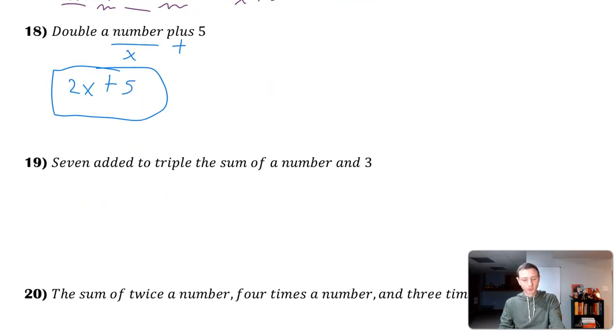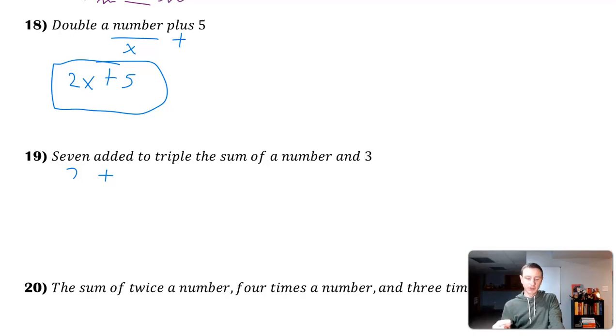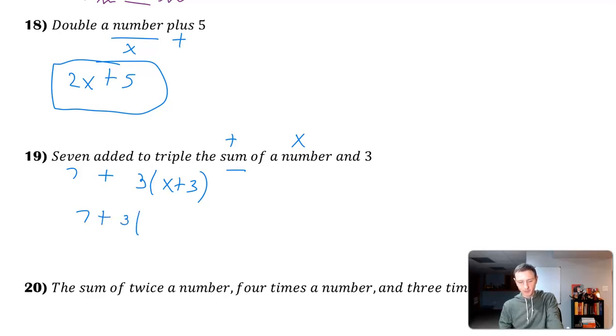7 added to triple the sum of a number and 3. This is interesting. So we're taking 7, we're adding it to something happening. We're adding this to the triple of the sum of a number and 3. So I am tripling, multiplying by 3, the sum, which is addition, of some number and 3. So 3 times x plus 3. So 7 added to triple the sum of x plus 3.